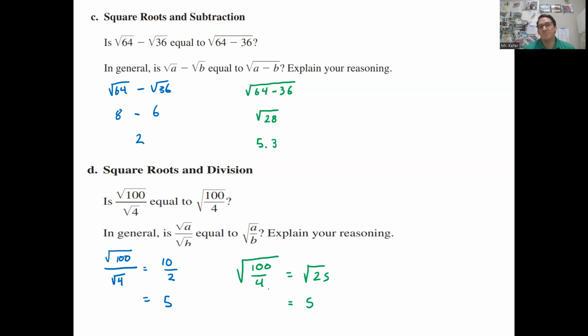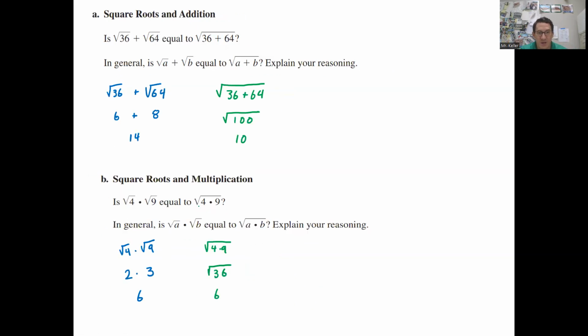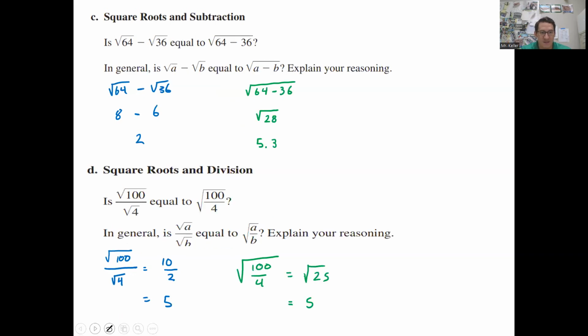So what we learned from this: you can multiply and divide radicals and get the same thing. When you're multiplying or dividing, you can squish them all underneath one radical. If you're adding, you cannot squish it underneath one radical. You cannot combine roots when you're adding and subtracting.